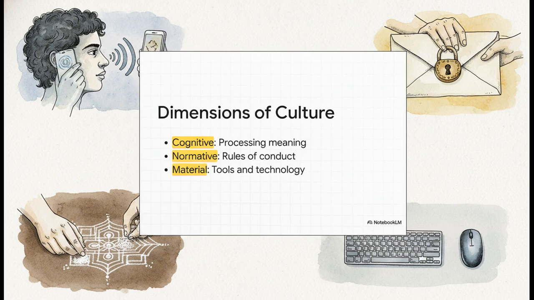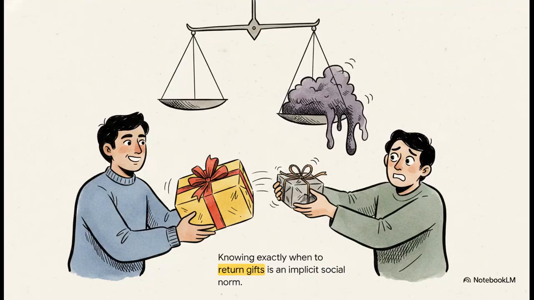This includes our tangible tools and tech, which could be anything from a simple rice flour paste used for floor designs all the way up to internet chat rooms. Let's actually look a little closer at that normative dimension, because these rules are almost always unspoken. For example, the French sociologist Pierre Bourdieu points out that implicit normative rules strictly dictate gift-giving.